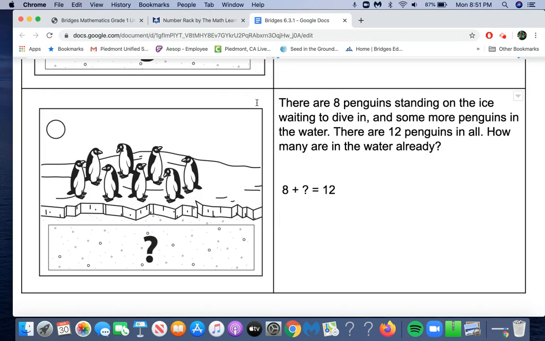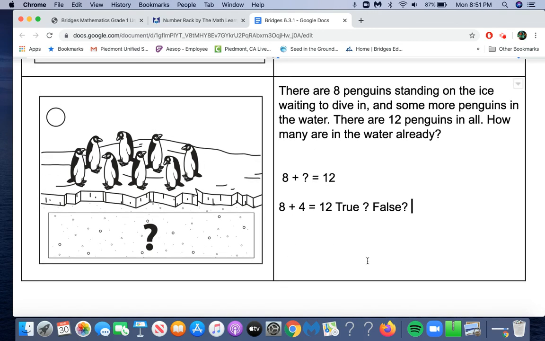Let's check. So we've got 8, 9, 10, 11, 12. Yep. So we know that this problem is 8 plus 4 equals 12. Is that right? Is this a true equation? Or false? You check. I think you'll find that it's true. So there must be 4 penguins in the water.